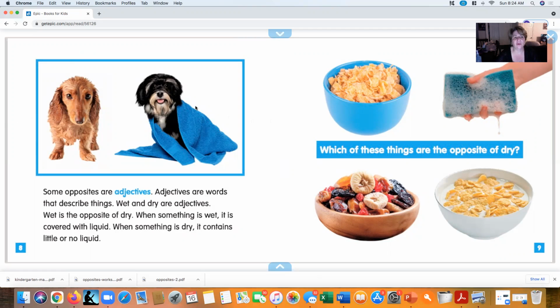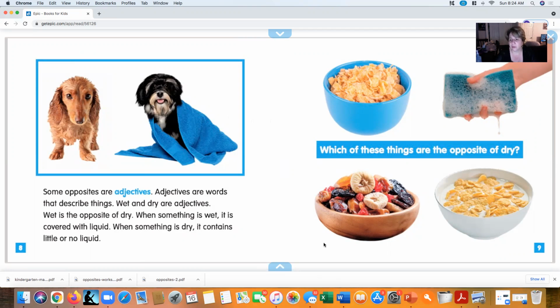Here we have the two dogs. Which one is wet? That's right. This one looks like he's all dried up now. He was wet maybe, but this one might be wet because he has a towel on him. We're going to dry him up. Which of these things are opposite of dry?